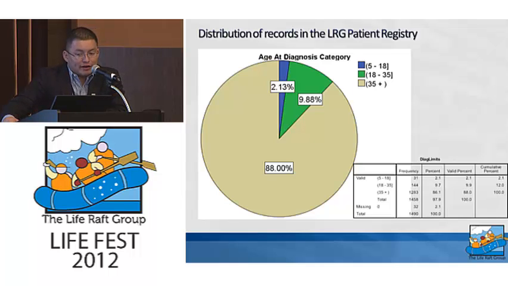We could classify records by the age at diagnosis point. Between 5 years to 18 years, we have 2.13%. Between 18 to 35, we have almost 10%. And after 35 years, we have 88%. So this is giving us an idea of how the distribution by age at diagnosis is.